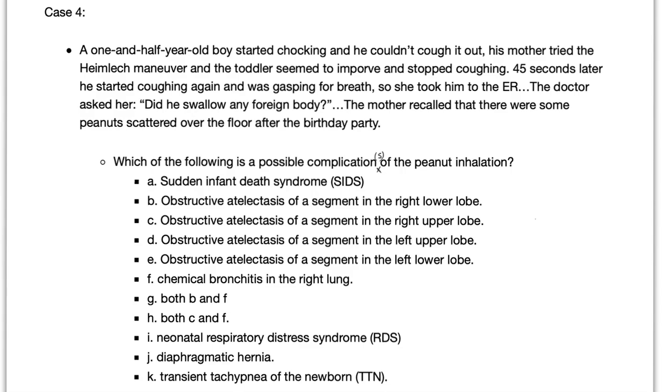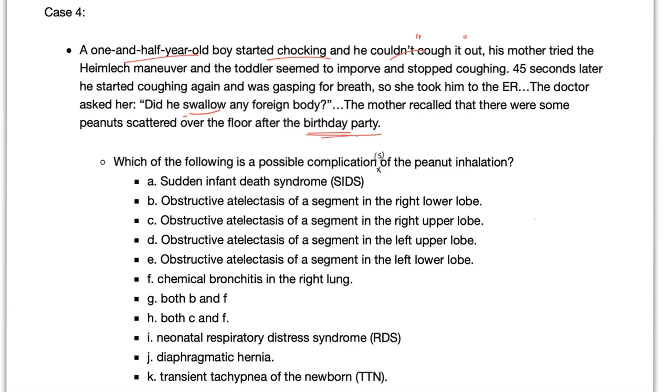Previous video, honey. A 1.5-year-old boy started choking and he couldn't cough it out. His mother tried the Heimlich maneuver and the toddler seemed to improve and stopped coughing. 45 seconds later, he started coughing again and he was gasping for breath. So she took him to the ER. The doctor asked her, did he swallow any foreign body? Doctor, you mean inhale, it's not swallow. Okay, we get it. The mother recalled that there were some peanuts scattered over the floor after the birthday party.